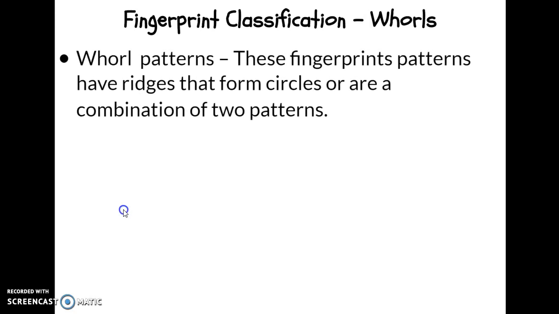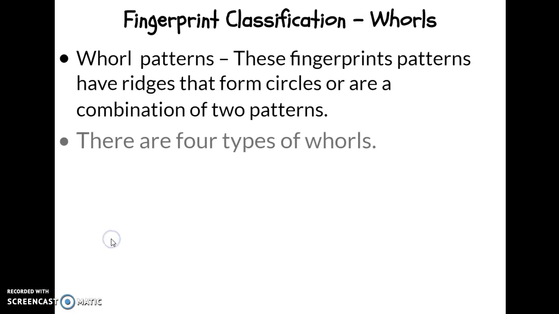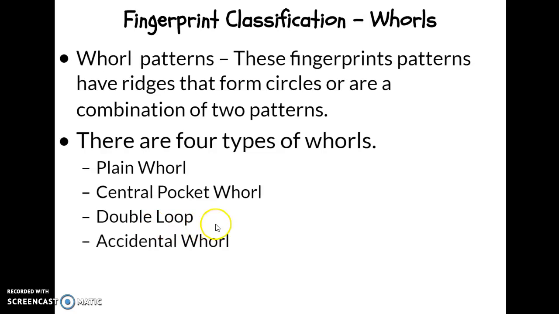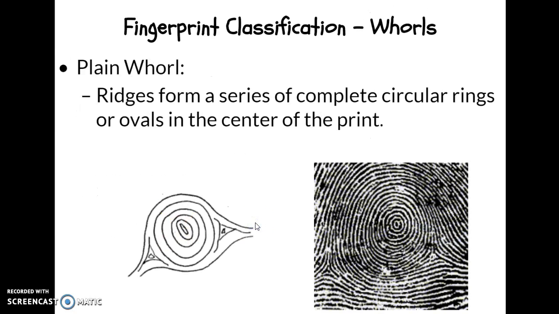Now we're looking at whorls. These have ridges that form circles or a combination of two patterns. There are four different types of whorls: the plain whorl, the central pocket whorl, the double loop, and the accidental whorl. So this is a plain whorl. It looks like a little target almost on your finger, and the ridges form complete circular rings or ovals in the center of the print.